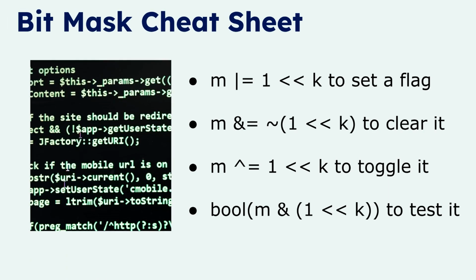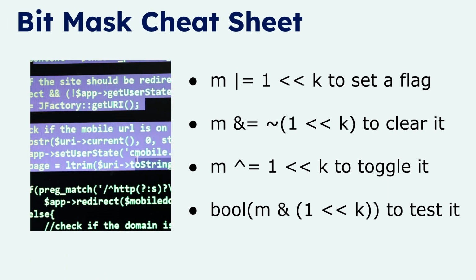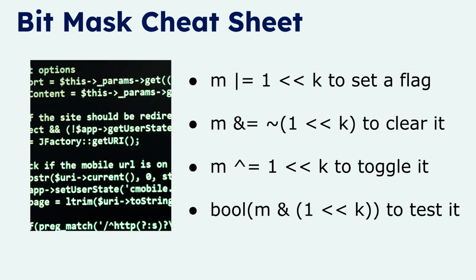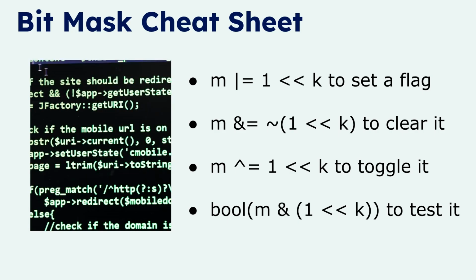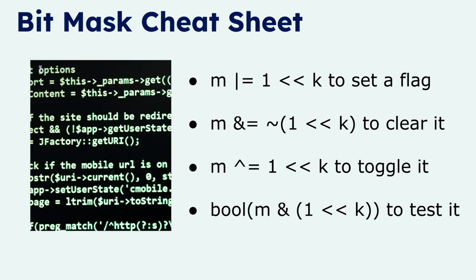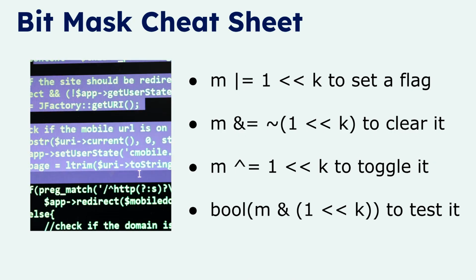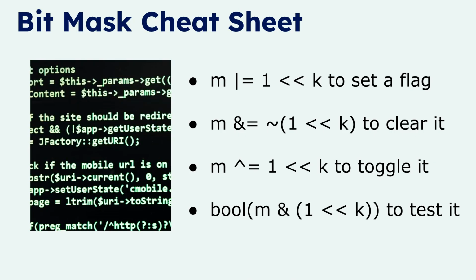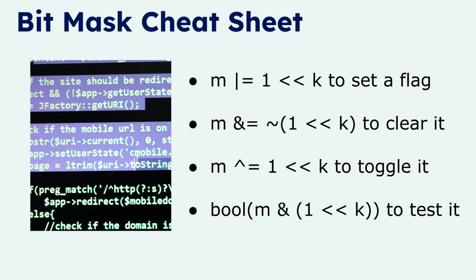Memorize these 4 key bit mask patterns. Use m = 1 << k to set a flag, m &= ~(1 << k) to clear it, m ^= 1 << k to toggle it, and bool(m & (1 << k)) to test it. These cover most bit flag work.